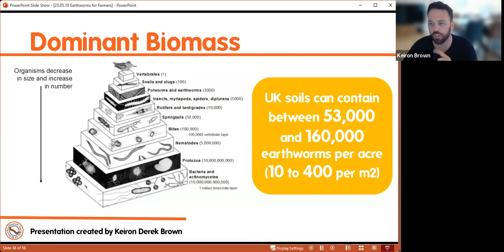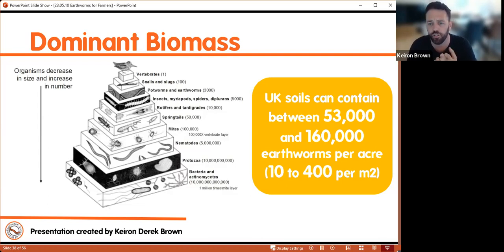What I have got is one stat here for you. UK soils can contain between 53,000 and 160,000 earthworms per acre, which is the equivalent of 10 to 400 earthworms per metre squared. A couple of things I want to point out here. First of all, these numbers are huge. That means that earthworms really are a dominant biomass in the soil. So it's no wonder that they're so important.